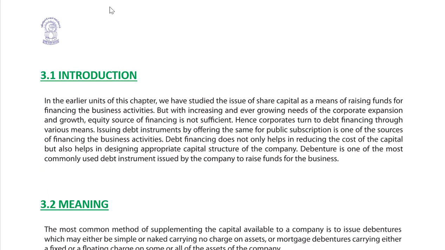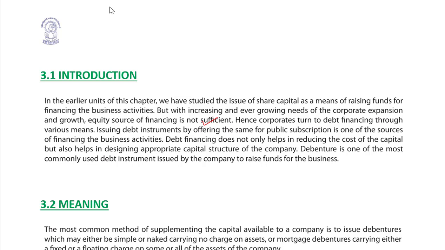Introduction. In the earlier units of this chapter, we have studied the issue of share capital as a means of raising funds for financing the business activities, but with increasing and ever growing needs of corporate expansion and growth, equity source of financing is not sufficient. Hence, corporates turn to debt financing through various means. Issuing debt instruments by offering the same for public subscription is one of the sources of financing the business activities.